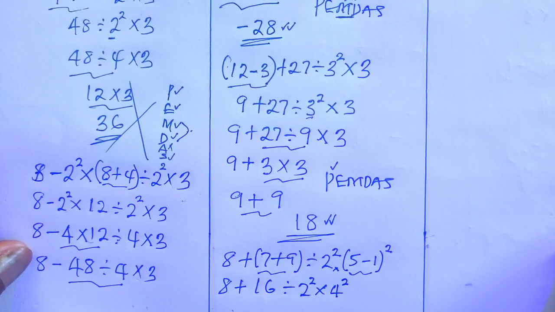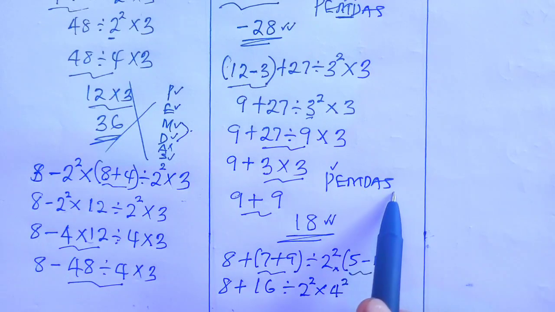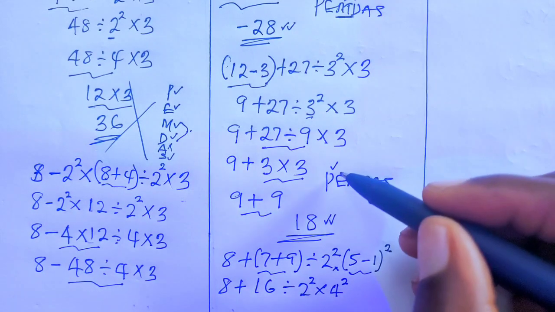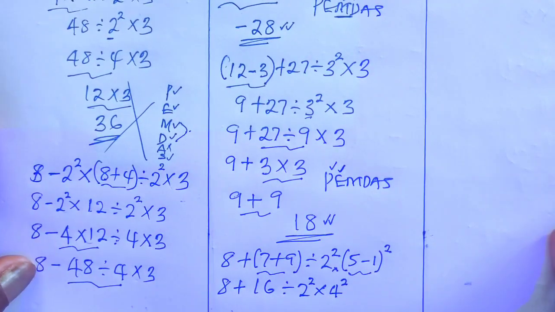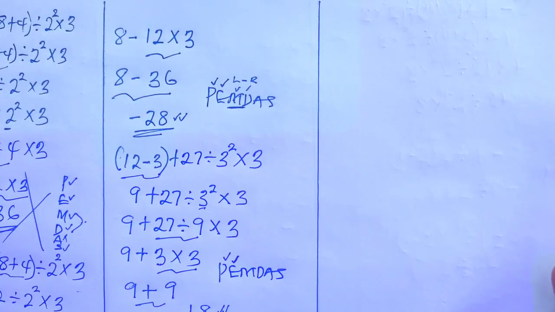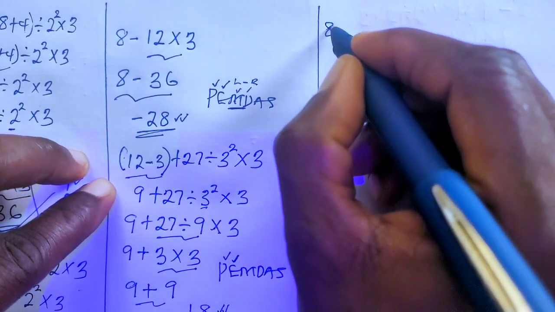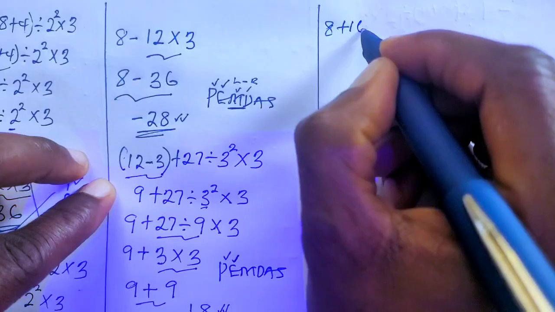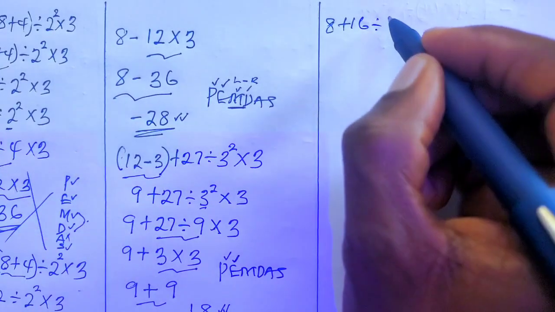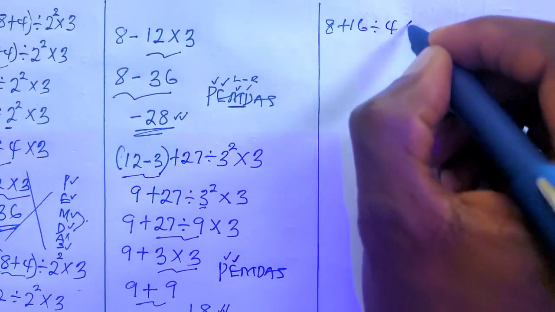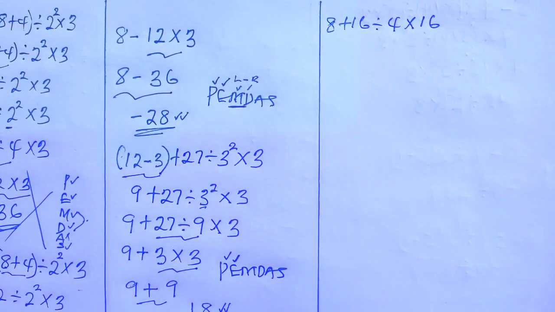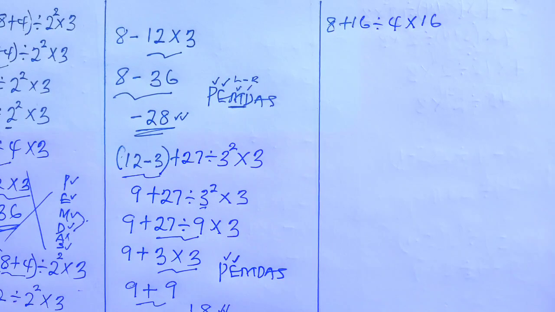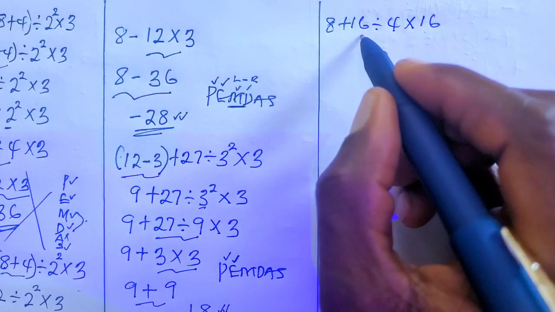And next, from this order of operation, we are going to consider exponents. Then this expression becomes 8 plus 16 divided by 2 to the power of 2, that gives us 4, multiplied by 4 to the power of 2, that gives us 16. Then next, following the PEMDAS rule here, we are going to first of all consider division.